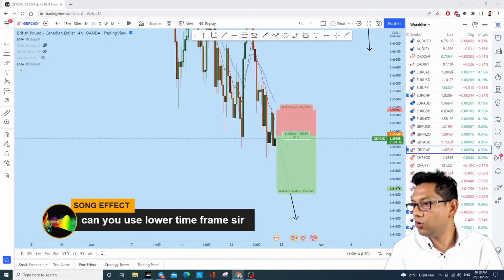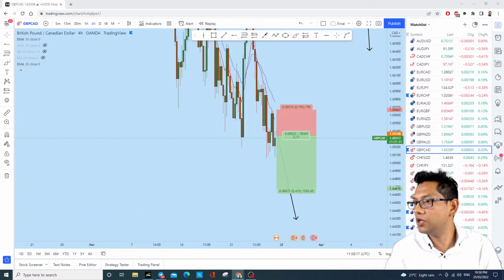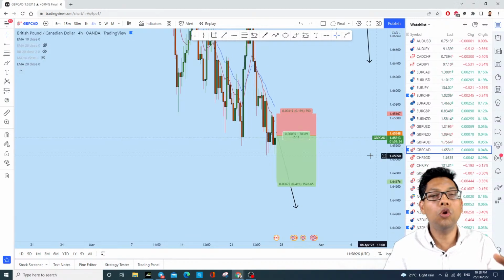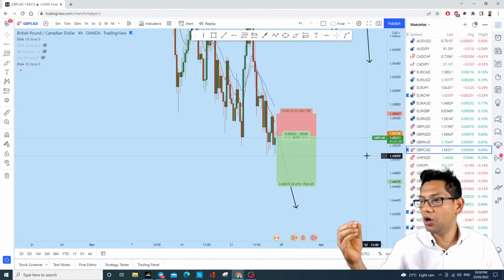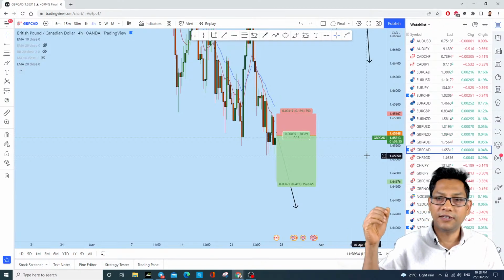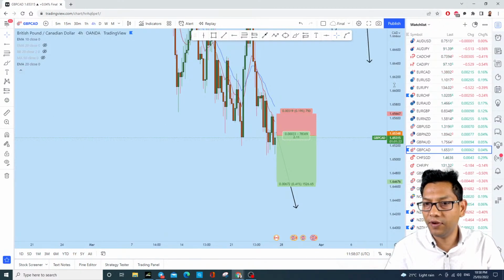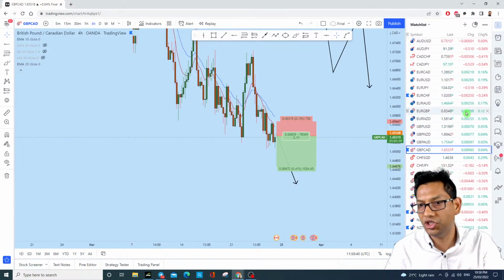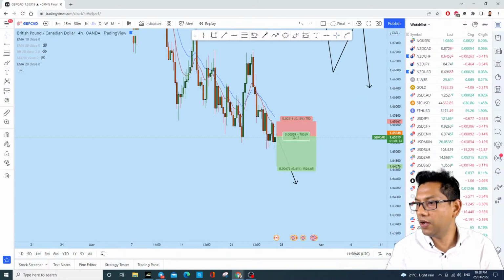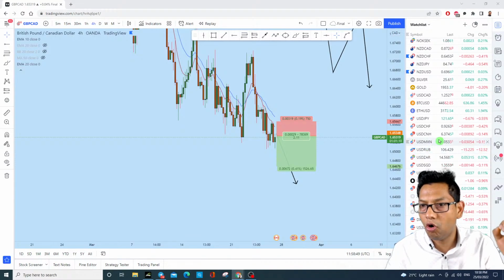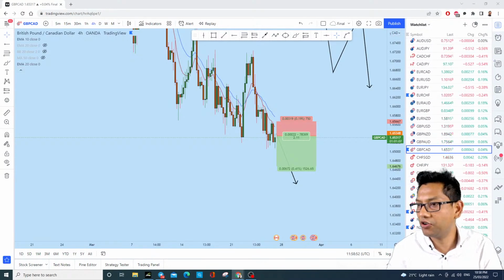Song effect, thank you. Can you use a lower time frame, sir? Yes, of course, I can. Tell me which pair you cover and I will go through it, because I don't use all the lower time frames. It will take a lot of time and it may create confusion. If any one of you trades on a lower time frame, request it and I will go through it. For example, if you are trading GBPUSD on 5 minutes, tell me and I will do it. Bumia, don't worry, we are all in the same boat, and you will become the best trader in the world. Always think big.